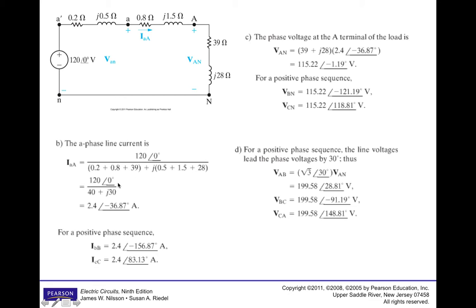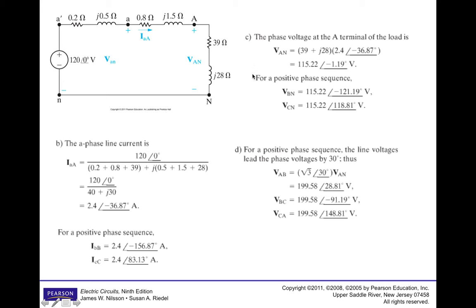We end up with the voltage over the total impedance, and when we convert that to polar form, we're going to get 2.4 angle minus 36.87. And now notice that iterating to the B phase, we're going to subtract 120 degree phase angle, keeping the same magnitude. To the C phase, we're going to add 120 degree phase angle, also keeping the same magnitude. So very simple and straightforward calculation.